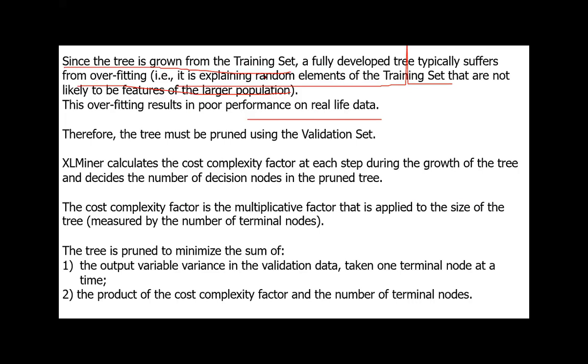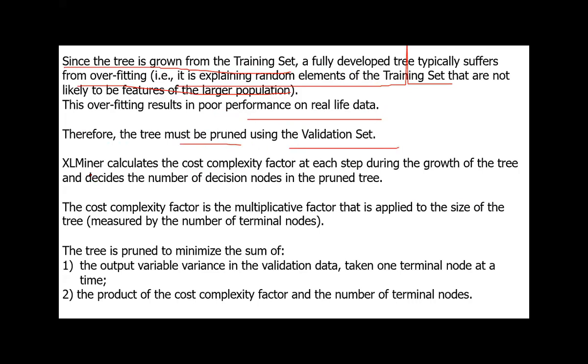Since the tree is grown from the training set, it will definitely have overfitting results, and it gives poor performance on real life data. In such a case, what do we have to do? We have to eliminate some nodes so that the performance would not be that poor. So, the tree must be pruned using the validation set.